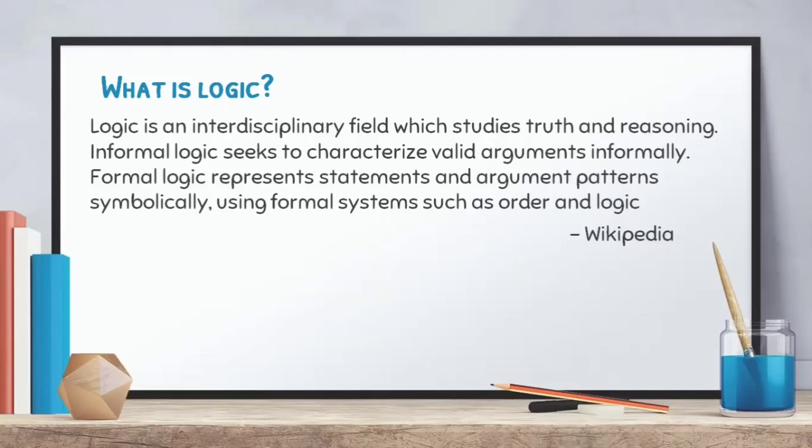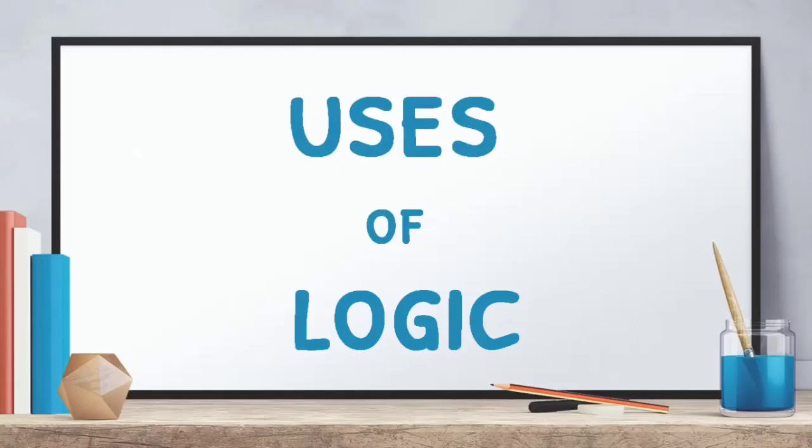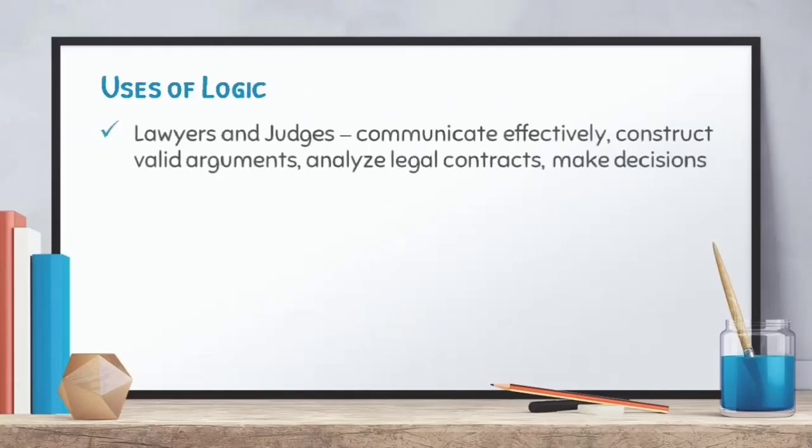Now, formal logic represents statements and argument patterns symbolically using formal systems such as propositional logic. So whenever we speak or write, we have to follow certain rules of grammar, diction, or even pronunciation as orderly and logically as possible. In other words, logic is the science of correct reasoning, meaning it is the knowledge of presenting your reasoning correctly. So now let's go to the uses of logic. So let's start with lawyers and judges.